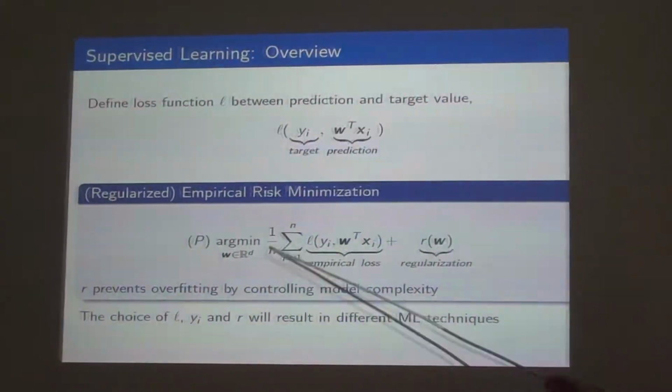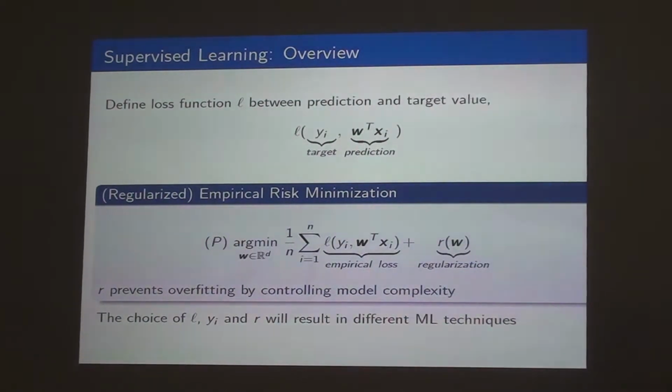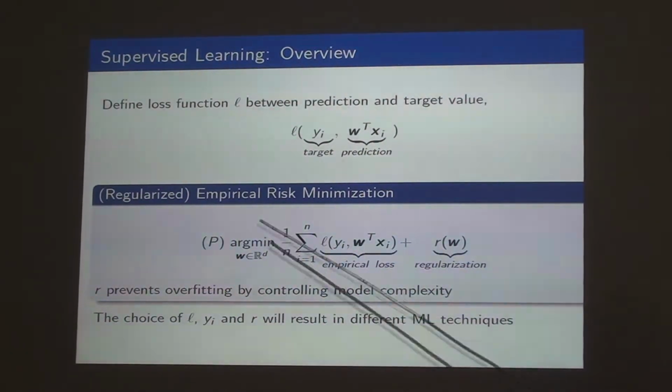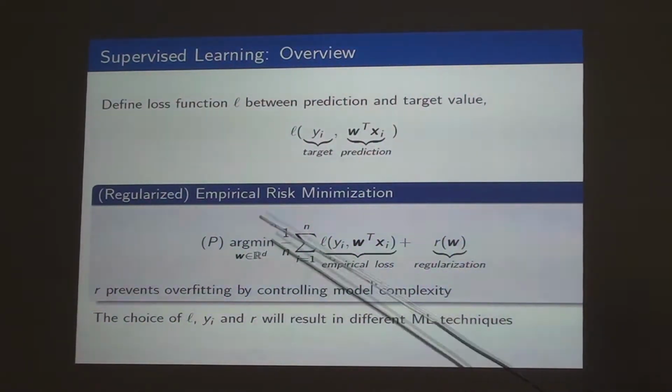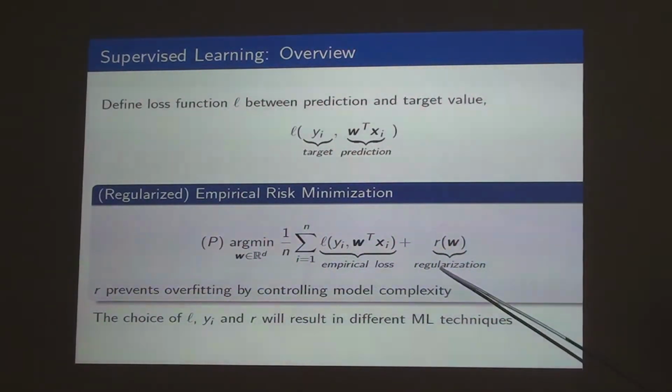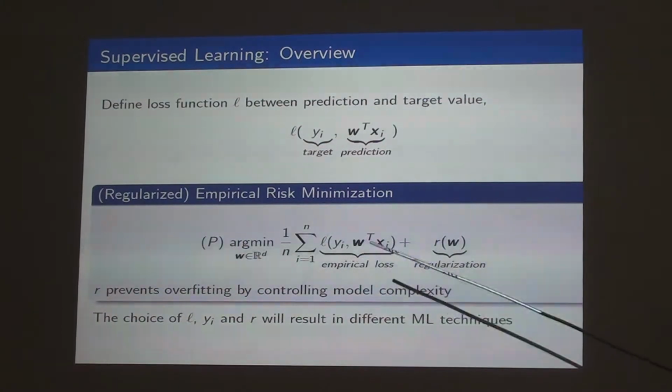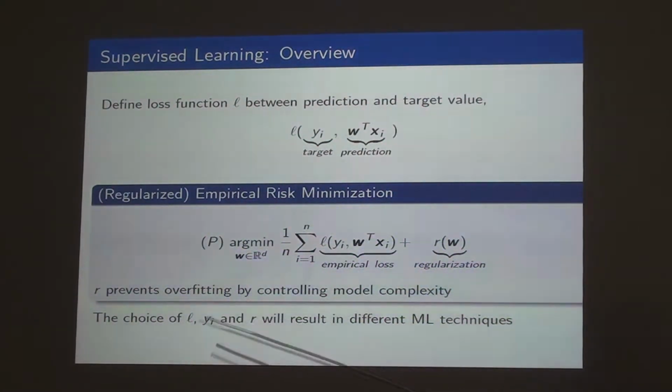You sum them over i, and then take an average, basically. This is an empirical average. And in these contexts, this is called empirical risk minimization. And when you add a regularization parameter, then you call it regularized empirical risk minimization. And regularization actually prevents overfitting. We can talk about this in the next slide. We will allude to that.